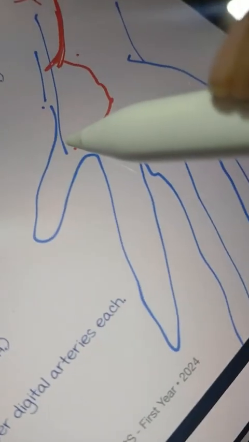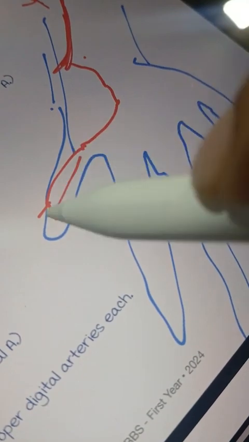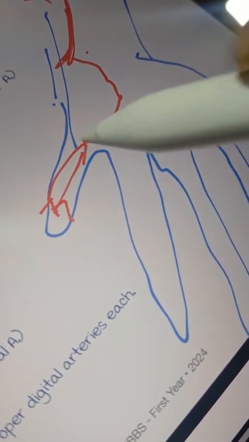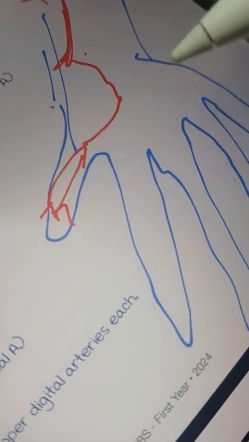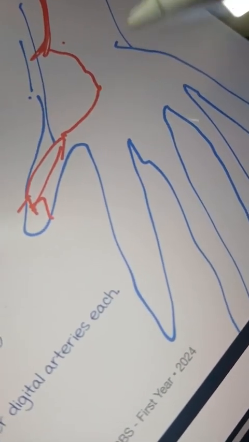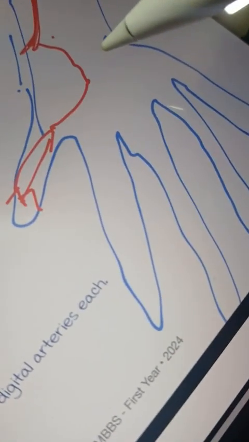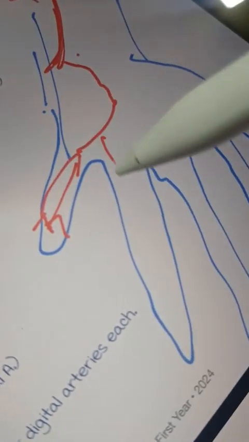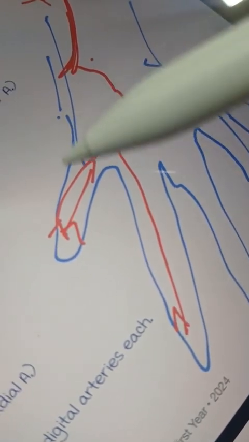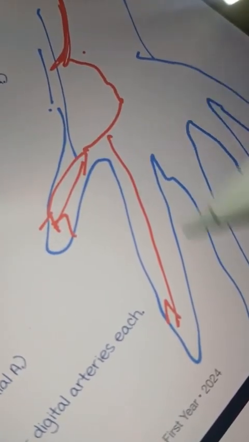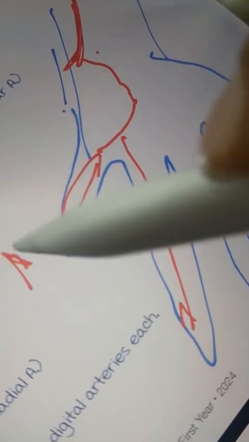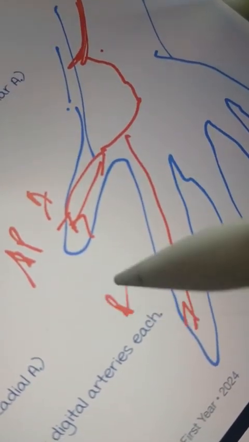So the princeps pollicis artery, it has this one, and here are two branches. So that's the princeps pollicis artery. And then what we have is the radialis indicis artery, one more branch of the arch. So princeps pollicis artery and radialis indicis artery.